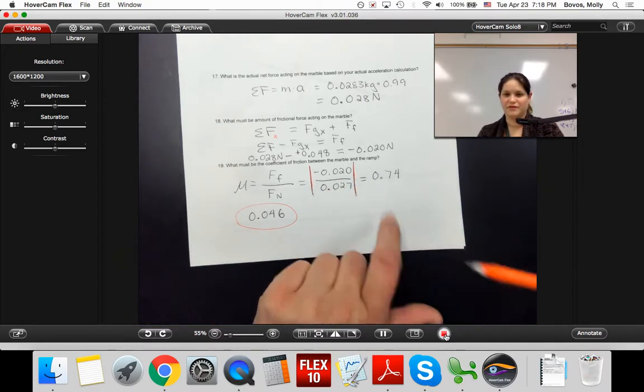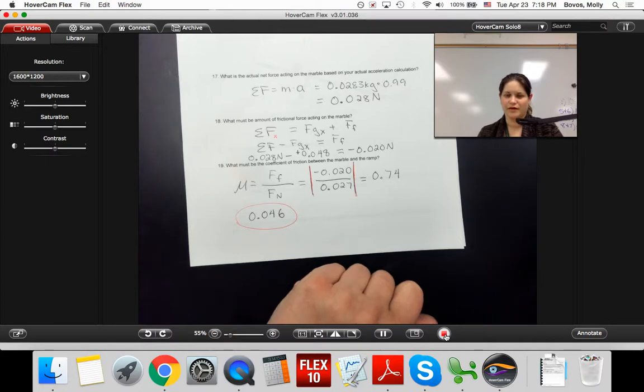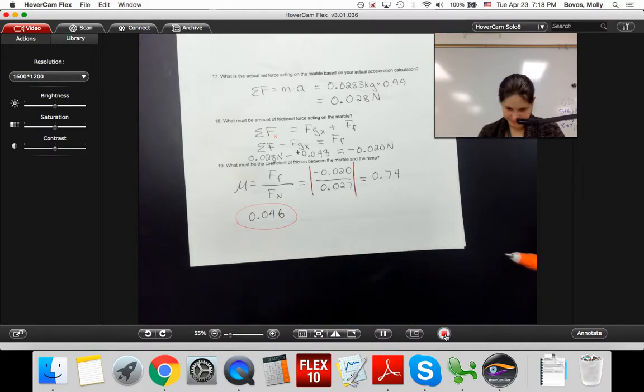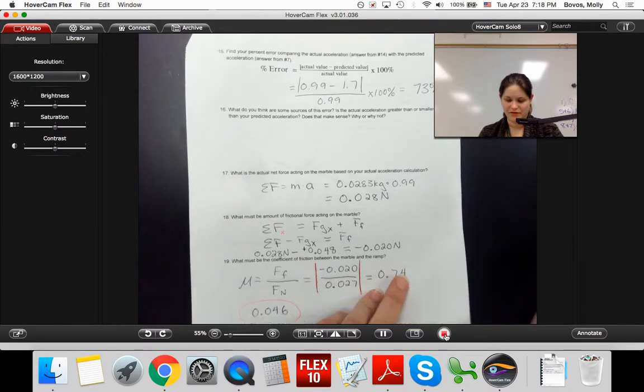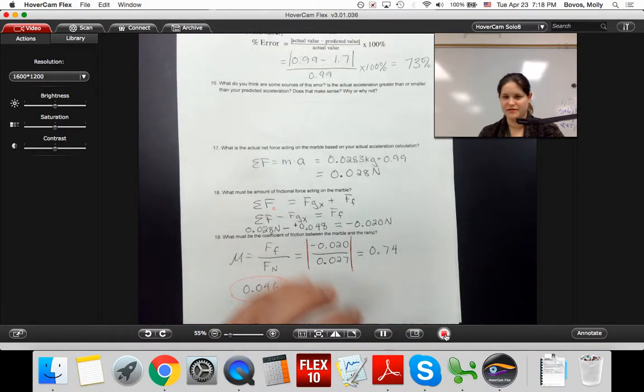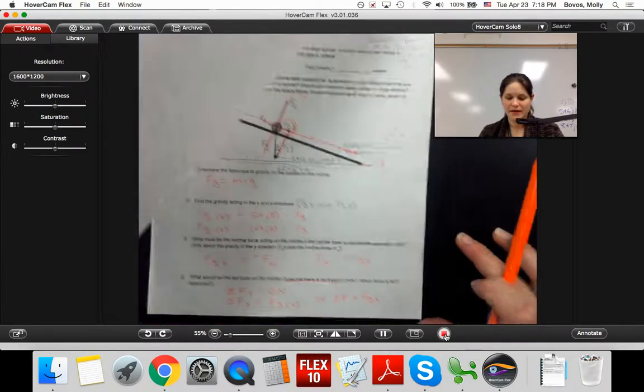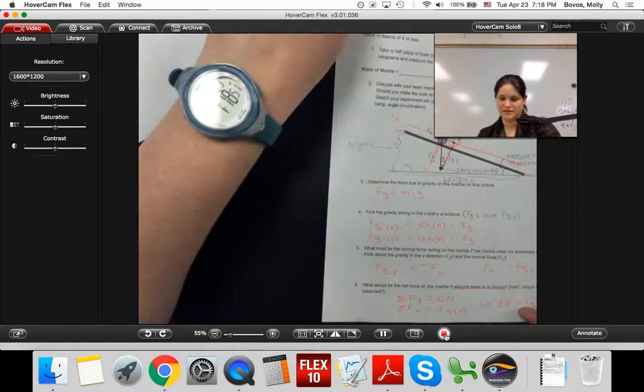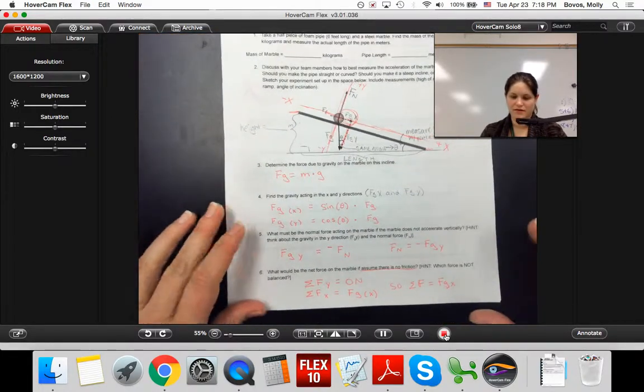And then we found 0.74, which is crazy high. So not totally sure where the sources of error for that are. It could be a few different things. But in any case, that is what we did on this page.